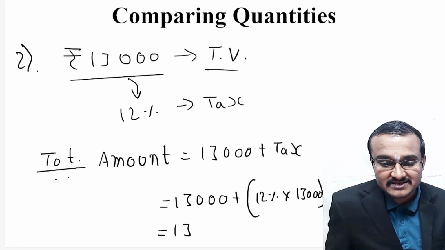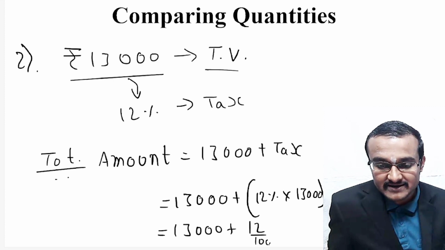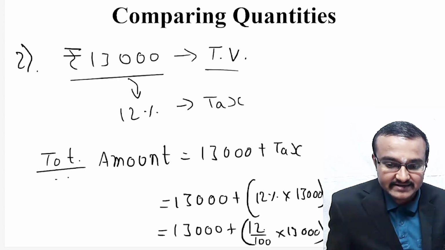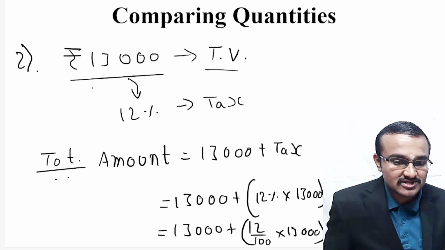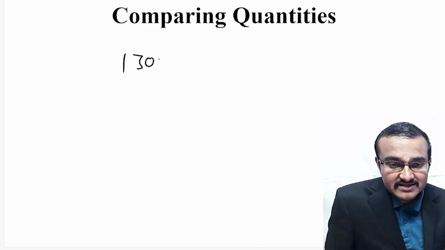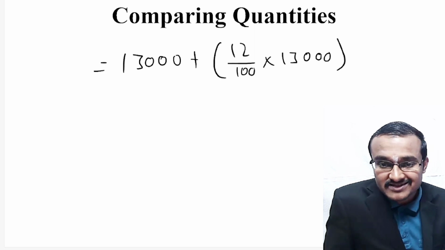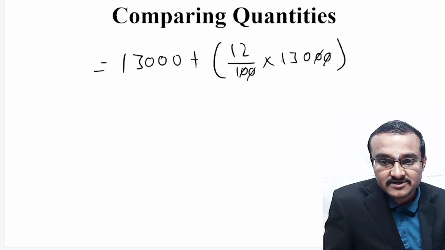What is 12%? To convert it back to a fraction, you can write 12 by 100 into 13,000. This is inside a bracket. Now you can solve this problem. When you solve this, 13,000 plus 12 by 100 into 13,000, you can solve the part inside the bracket first. So the zeros get cancelled.